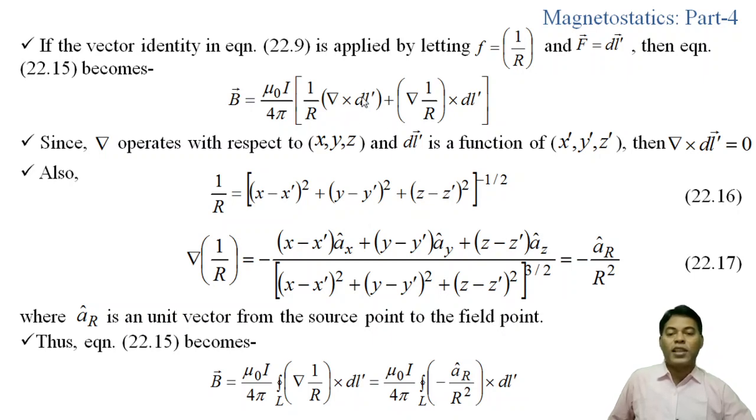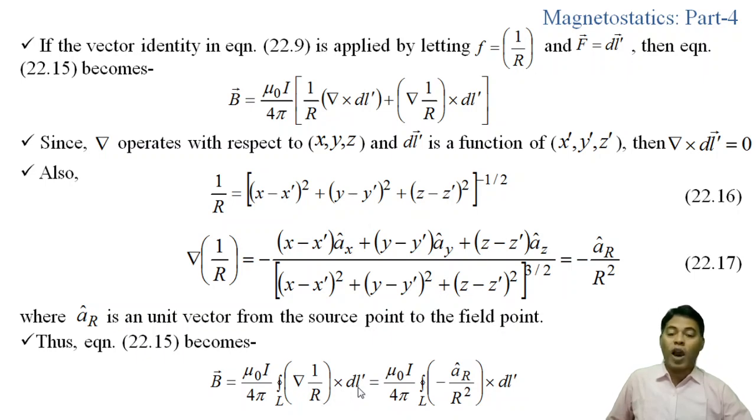Now you see that the first term, grad cross dl prime, will be equal to 0, because the differential operator acts on the point x y z, not on the point x prime y prime z prime. So we are taking the derivative of dl prime with respect to the point x y z, and that is why it is 0. Then we can write B equals mu naught I by 4 pi times the line integral of grad (1 by r) cross dl prime.